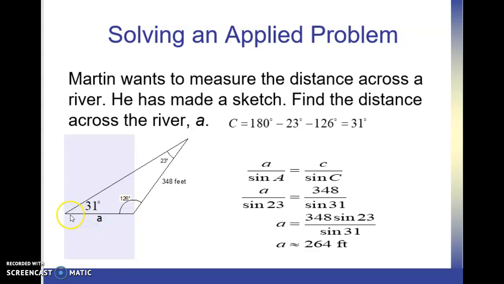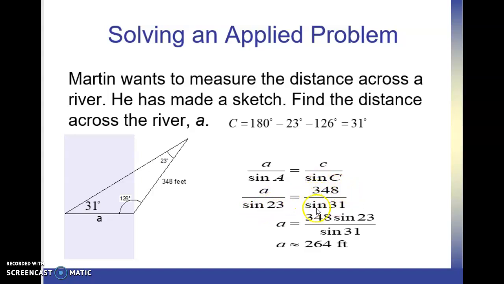If we're trying to find the length of side A, the distance across the river, that must be included in our equation. So we keep A, that's what we're trying to find, and plug in for angle A. The angle opposite side A would be 23 degrees, making the first fraction, the left-hand side of our equation, lowercase a over the sine of 23 degrees.